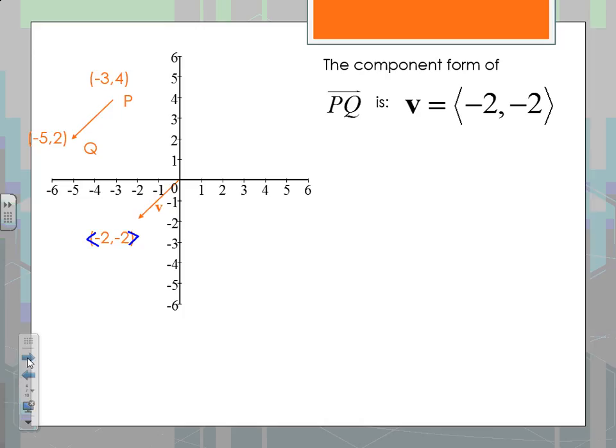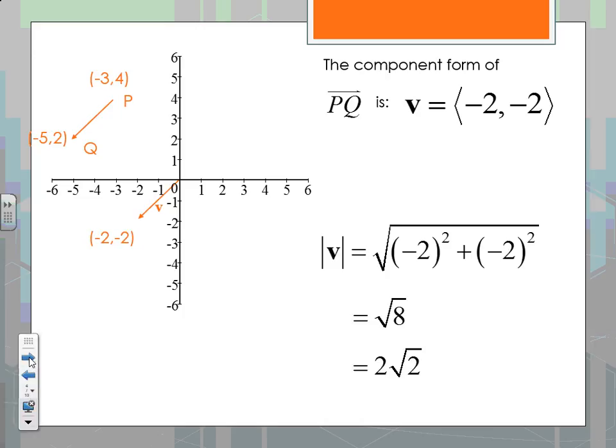The magnitude of this vector. Josh, how do we find it? Pythagorean theorem. So it'd be -2 squared plus 2 squared, square root. Yes. So radical 8, aka 2 radical 2, is our magnitude.